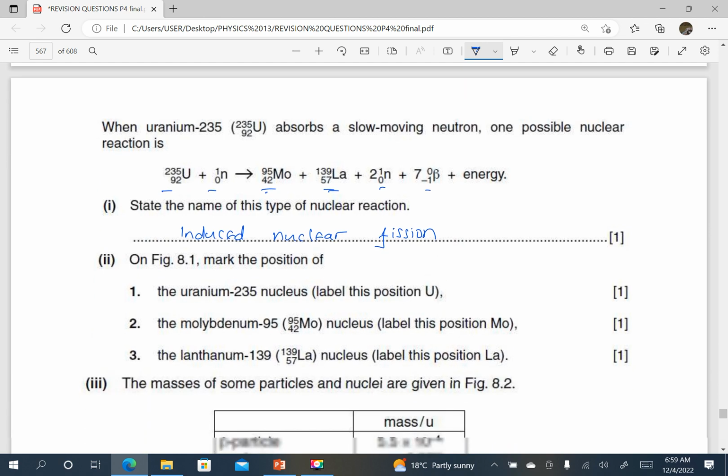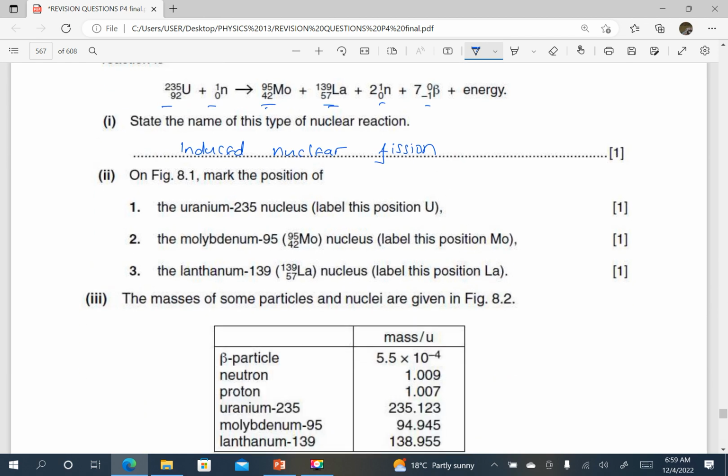It is induced nuclear fission. On the figure, mark the positions of the uranium-235 nucleus. Label this position U. And the molybdenum nucleus, label this Mo. And lanthanum, label this La. So you look at the nucleon number. You see that uranium is 235. It must be extremely to the right. And Mo has the smallest nucleon number. It should be the closest to the peak. La must be between Mo and U because of the nucleon number 139.